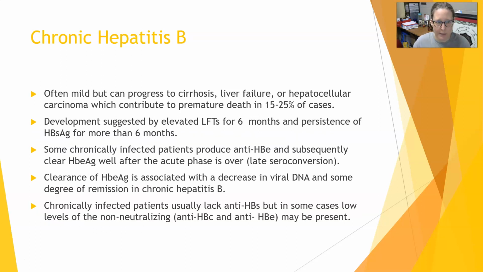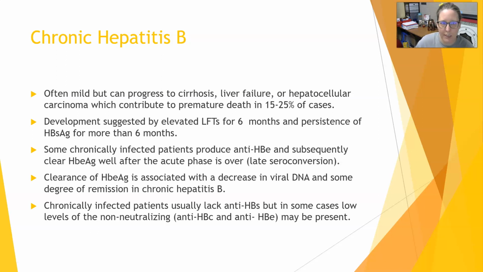So chronic hepatitis B is often mild, but it can progress to cirrhosis. Cirrhosis is a scarring of the liver, where wherever there is scarring, there is no liver function. And so the more scarring there is, the less liver function a person has. It can also progress to liver failure, and it can progress to hepatocellular carcinoma, which can contribute to premature death in 15 to 25% of cases.